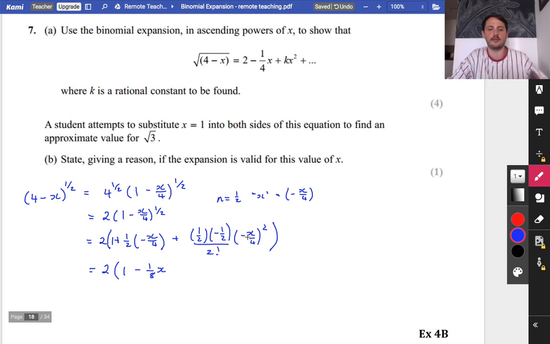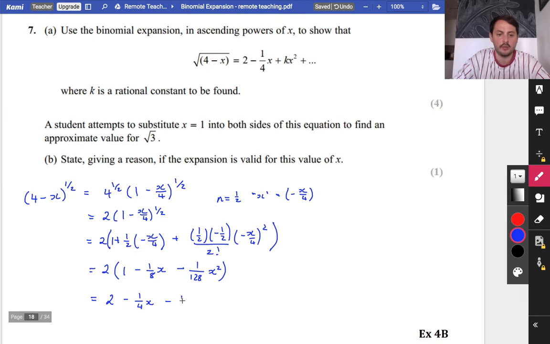I'm just going to quickly work out what this is. Well, this is going to be positive, this is going to be negative, this is going to stay negative. So it's definitely going to be a negative. Positive, yeah, that's correct. So I've got a half times a half divided by 4 squared divided by 2. So that's minus 1 over 128 x squared. Multiply everything by the 2, and you get 2 minus a quarter x minus 1 over 64 x squared. So k is equal to minus 1 over 64.